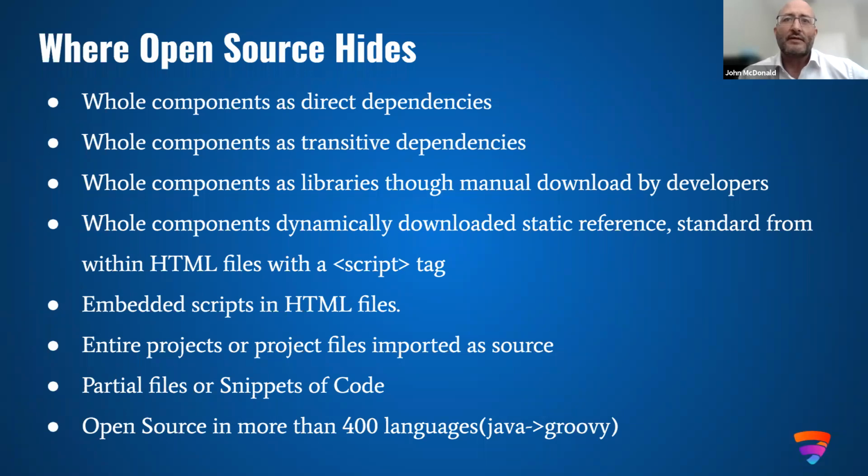It's quite common for vendors to support Java, but not Groovy. Developers will often mix these two technologies and will typically be missed by the SCA vendor. While this list is comprehensive, it's not exhaustive. Looking at all the places where open source hides is the first and most important step in creating an accurate bill of materials.